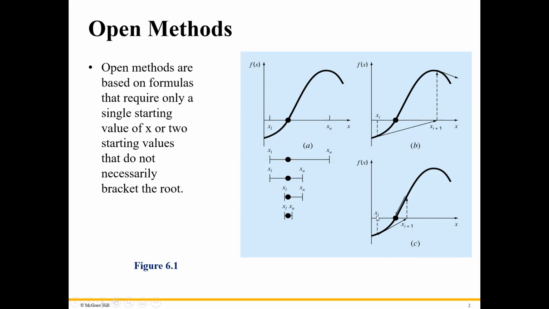So in this example C, from xi, we move to this point xi plus 1, which is not very far from the root of the equation. And then from here, we move towards the root of the equation. Okay, so how we move towards the solution or the root of the curve depends on the type of the open method. It depends on the algorithm or the procedure of the open method. So there are several open methods.